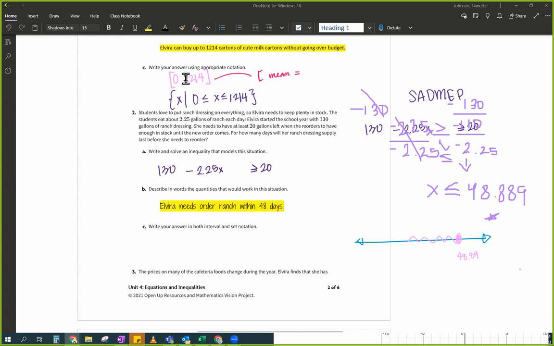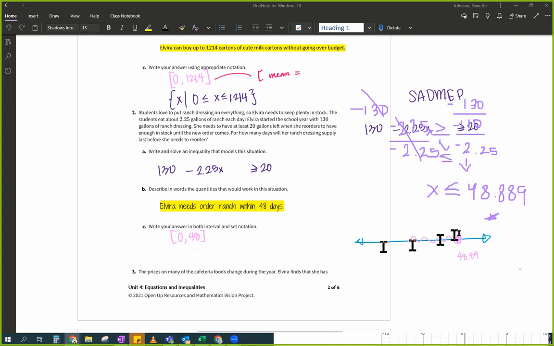Someone in the chat put 0 like this. Do you agree with this? Yeah, someone put this in the chat. Very good. Yeah, this is correct. So interval notation goes like this: starting point, ending point, and then you decide between parentheses and brackets.